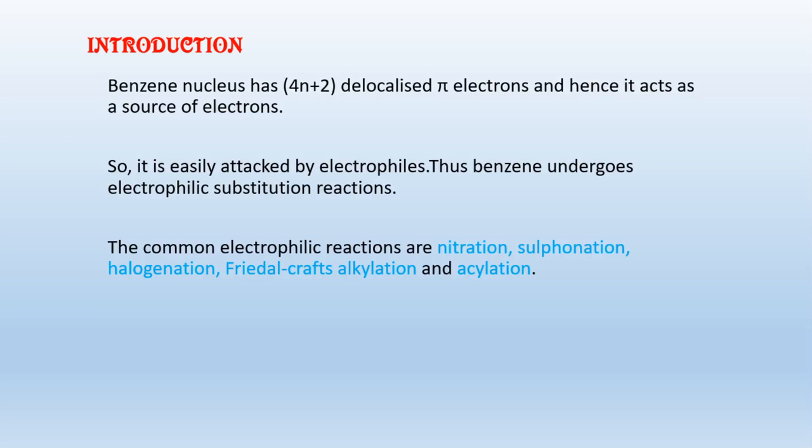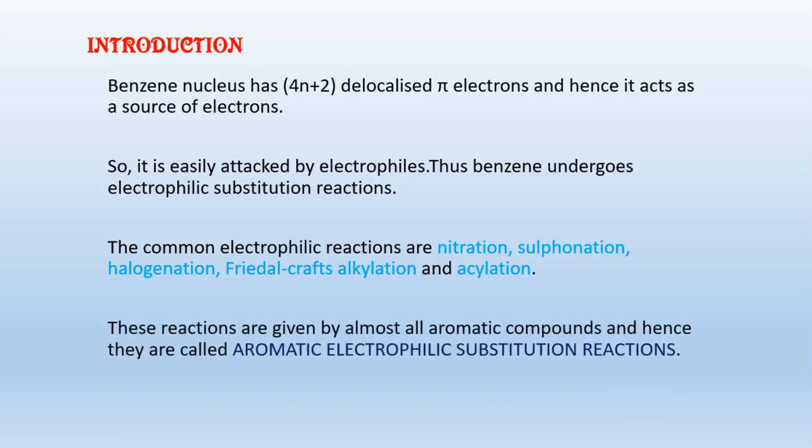In the case of nitration, the electrophile is NO2 plus. In the case of sulfonation, the electrophile is SO3. In the case of halogenation, X plus is the electrophile. In Friedel-Crafts alkylation, R plus is the electrophile. And in acylation, RCO plus is the electrophile. Now when we consider all these aromatic compounds, most of the compounds give electrophilic substitution reaction. So the reaction is generally known as aromatic electrophilic substitution reactions.